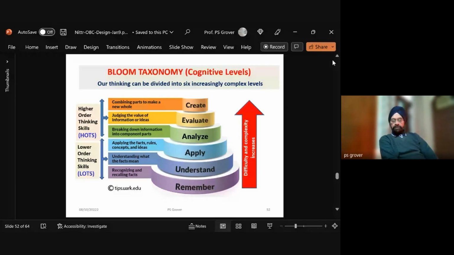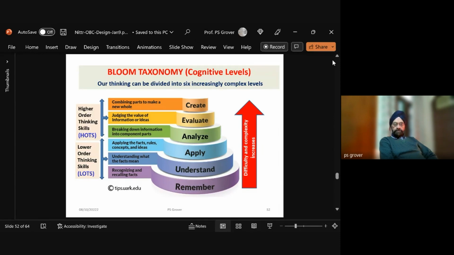Now, how do I imbibe critical thinking skills in the student? How does my curriculum get made relevant whereby the student is very good in problem solving skills? The student is very good as a team player. The student is very creative, and so on. So we take the help of Bloom taxonomy. In Bloom taxonomy, our thinking can be divided into six increasingly complex levels.